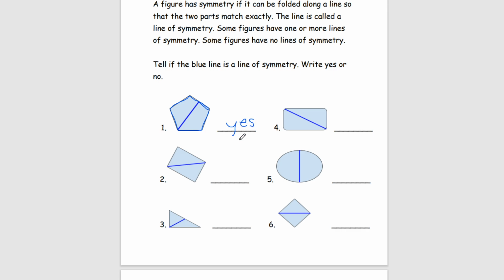Some of the lines of symmetry are more obvious, such as number 2, where we can easily see that this shape is a rectangle, meaning that these two sides are going to be equal to each other if it's split across the middle. That tells us that number 2 is yes.